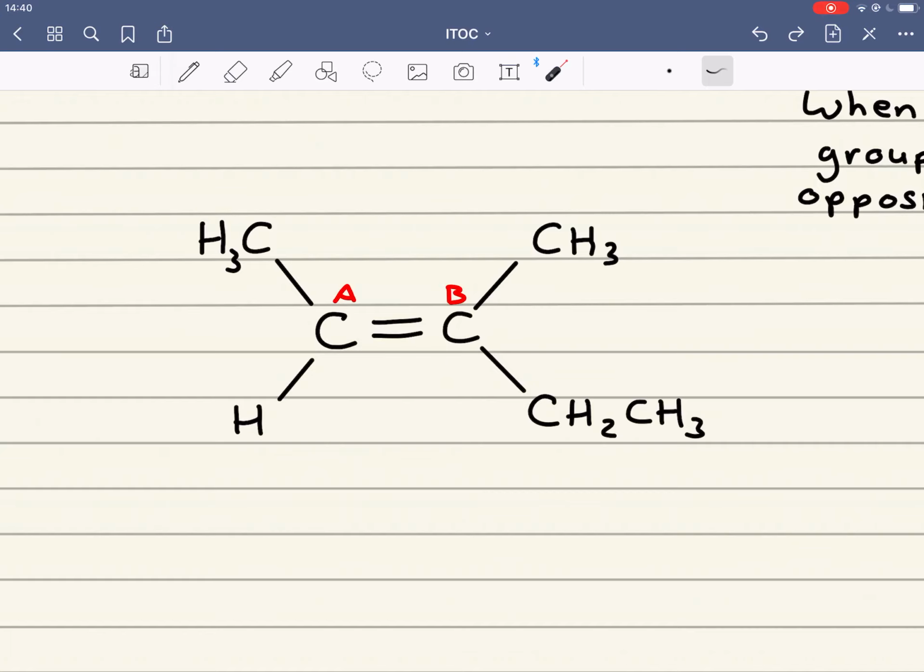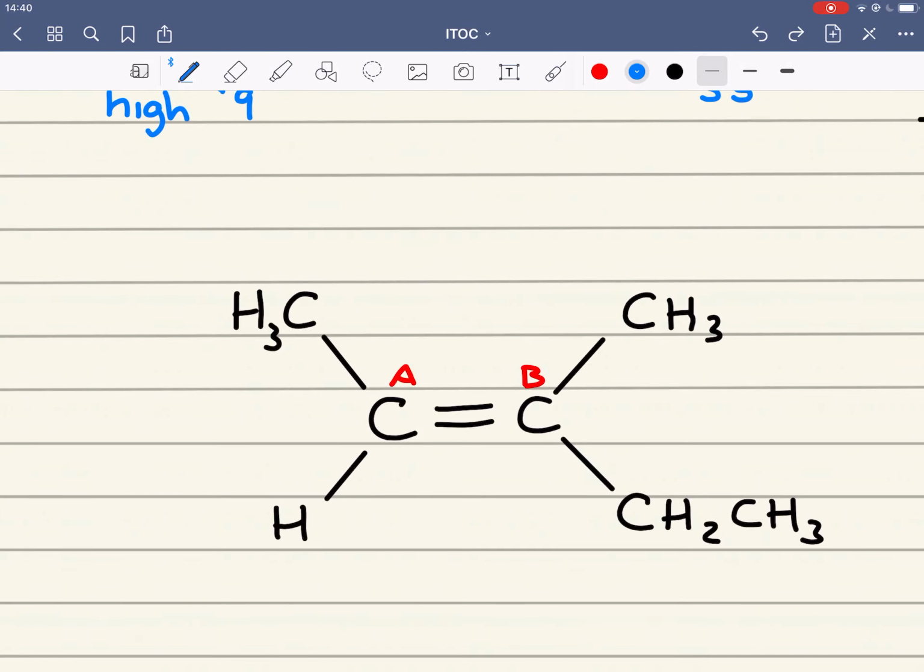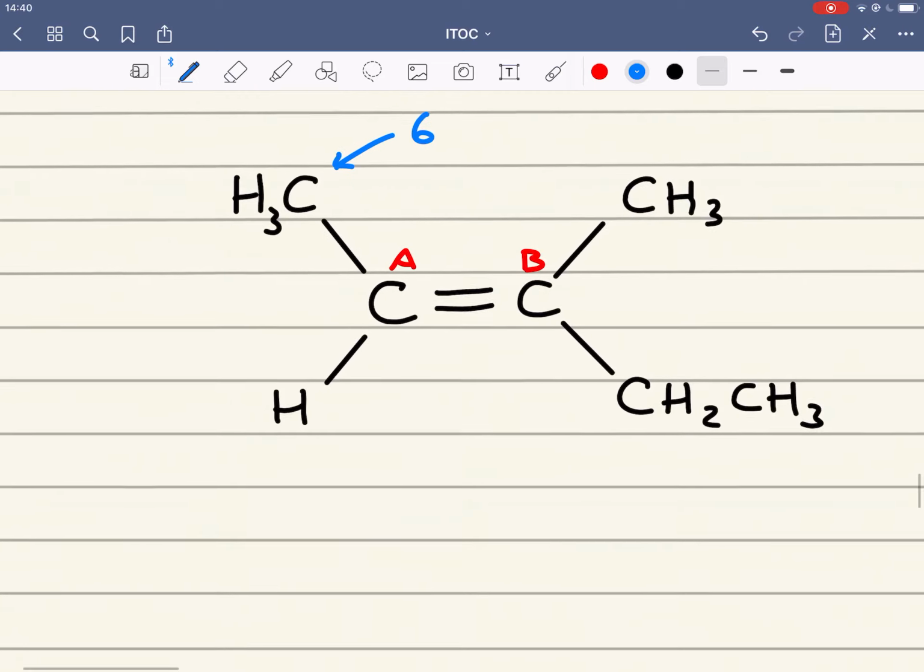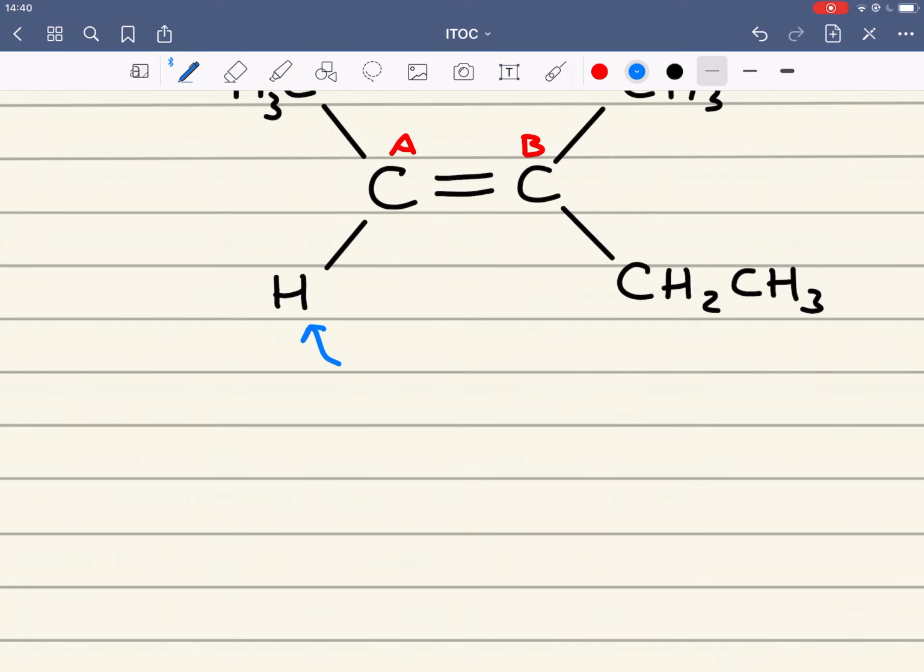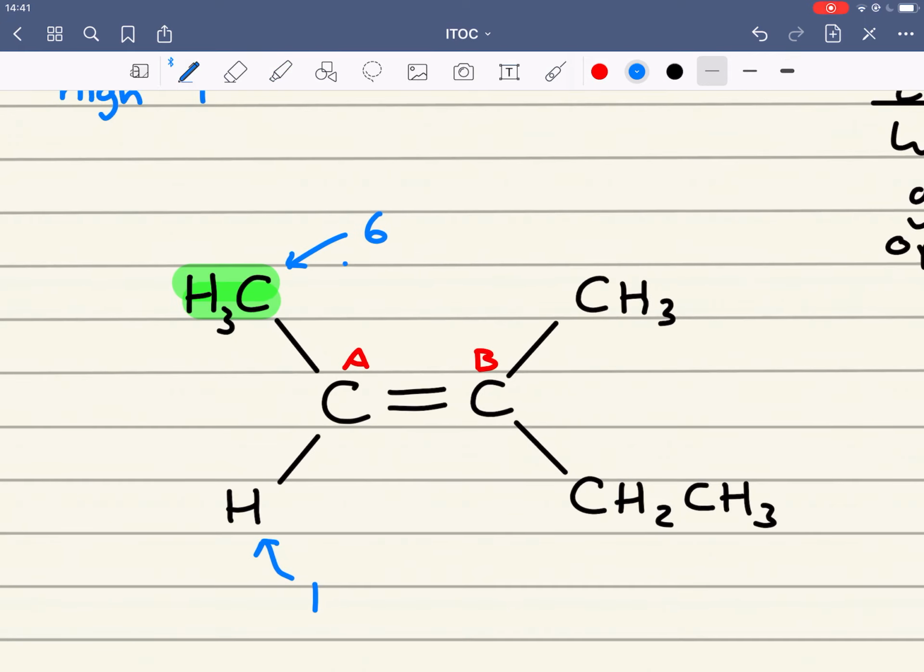So let's have a look at whether this is the E or the Z isomer. So I have a look at carbon A and I assign a priority based on the atomic number of the atom bonded to carbon A. Well, here we've got a carbon bonded to carbon A with an atomic number of 6, and here we've got a hydrogen with an atomic number of 1. So this is my high priority group. So I'm going to label that high. And this is low.